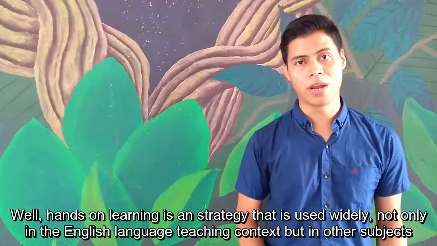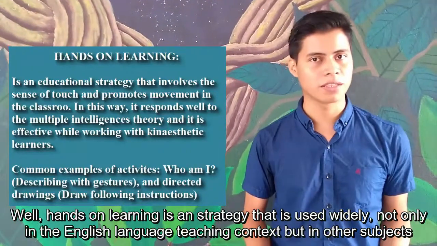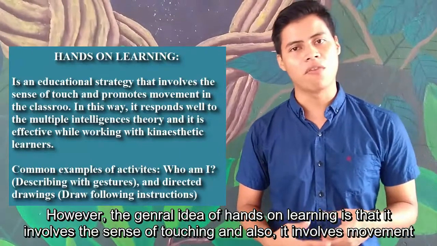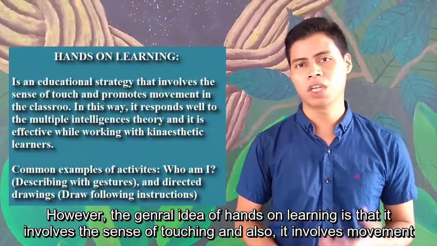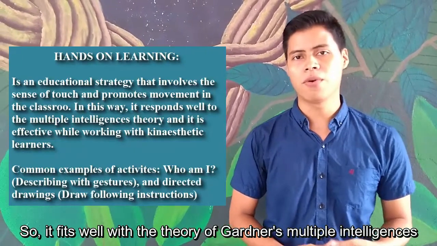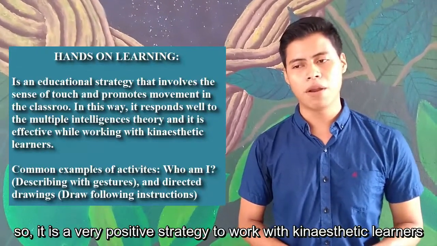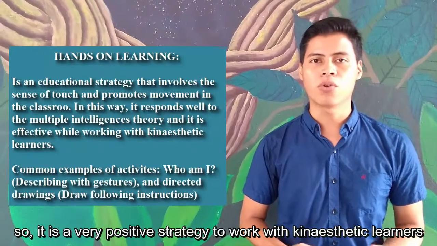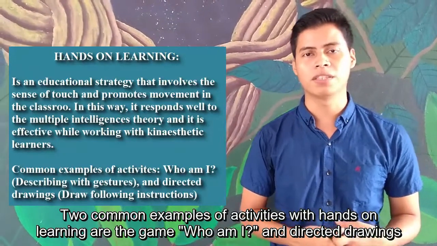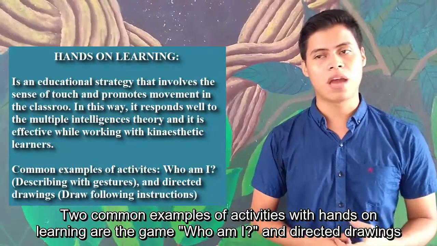Well, hands-on learning is a strategy that is used widely not only in the English language teaching context but in other subjects. However, the general idea of hands-on learning is that it involves the sense of touch and also it involves movement. So it fits well with the theory of Gardner's multiple intelligences. So it's a very positive strategy to work with kinesthetic learners. Two common examples of activities with hands-on learning are the game Who Am I and directed drawings.